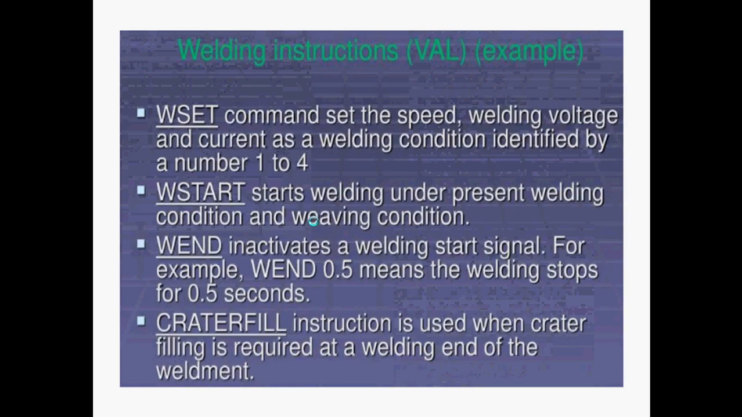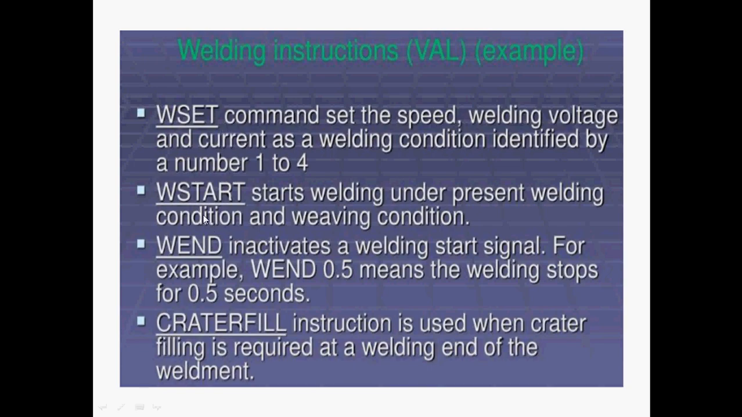Similarly, we are going to discuss the next, more complicated program. For the welding operation, some programs will start with WSET. The WSET command indicates the speed, welding voltage and current as a welding condition identified by a number from 1 to 4. So we mention that condition, as well as speed, voltage and current. These are the three points, speed, voltage and current, we mention at the W set. That is the first set.